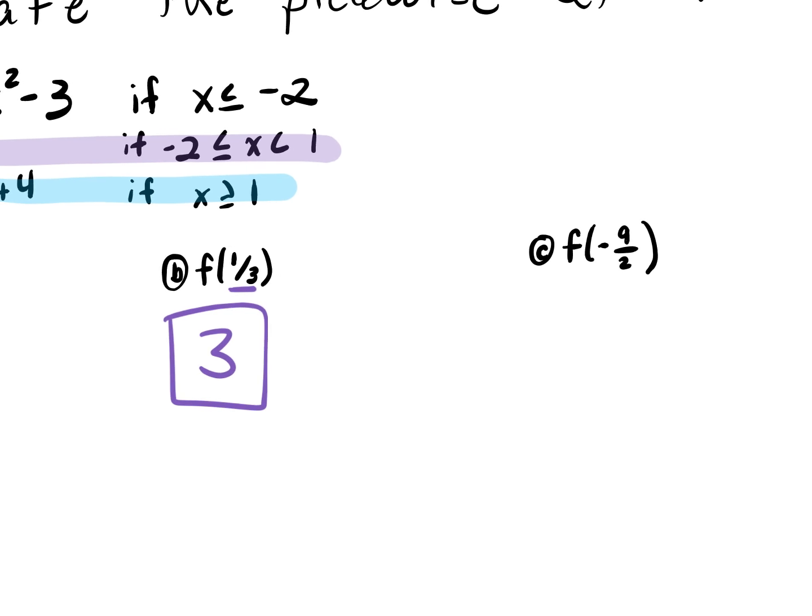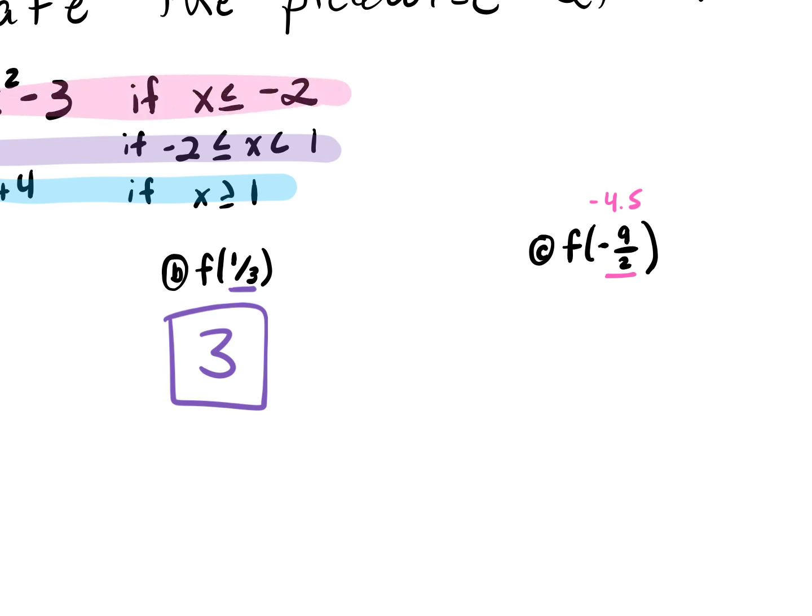All right, let's look at C. So if it helps for C, let's figure out what whole number or decimal -9/2 would be. Awesome, -4.5. 2 goes into 9 4.5 times. So is -4.5 going to be less than -2? Is it in between -2 and 1, or is it greater than 1? The first one, it's less than -2. Oops, so we're looking at the first one.